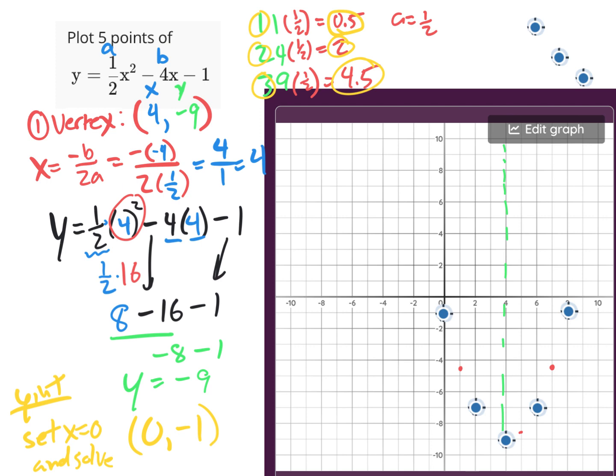Those 5 points that they asked you to plot, I just plotted them. That's the correct way to get full credit on this one. Of course, if it were on paper, you'd put a parabola, a U-shaped curve through all these points, with arrows on it, and we're done.